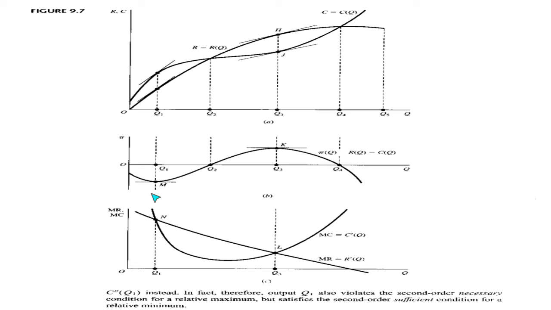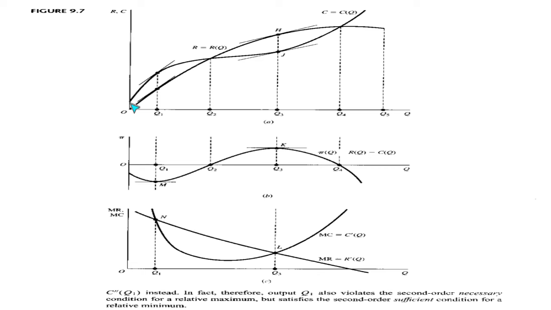So in the second graph, the profit function resulting from these two functions is depicted. You see, the profit is the distance between the total cost and total revenue. Total revenue minus total cost. Here the total revenue is under total cost, so total revenue minus total cost is negative from 0 up to Q2. At Q2 it is 0, at Q4 it is 0 as well. So the profit curve cuts the x-axis where the profit is 0, at Q2 and Q4. Those are break-even points.